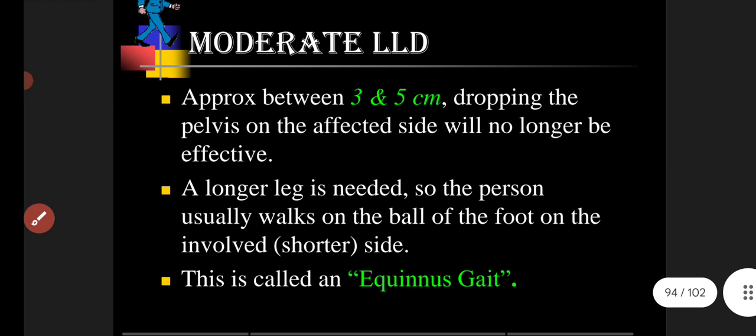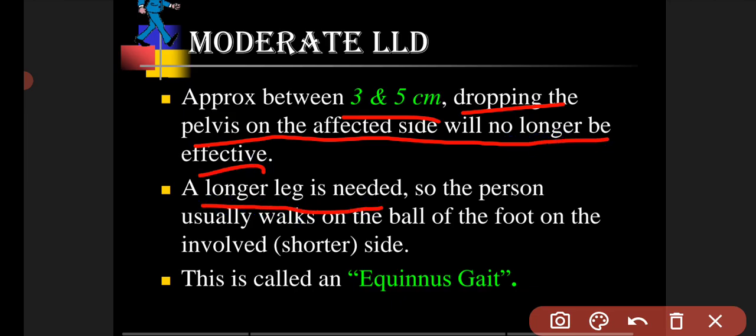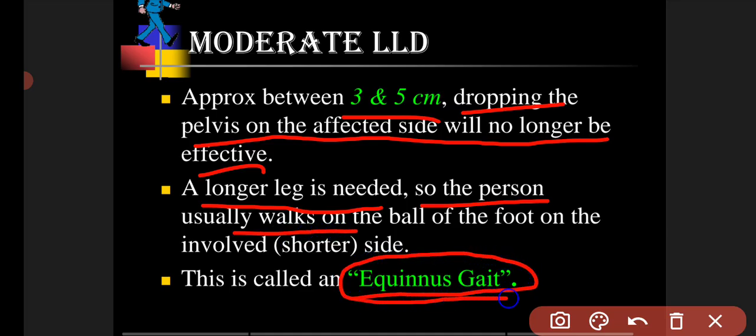Moderate is approximately 3 to 5 centimeters. Dropping the pelvis of the affected side will no longer be effective. A longer leg is needed by the person. Usually you will see this in the equinus gait. When there is foot drop, the same gait pattern occurs.